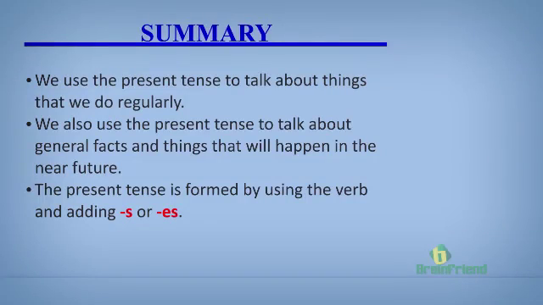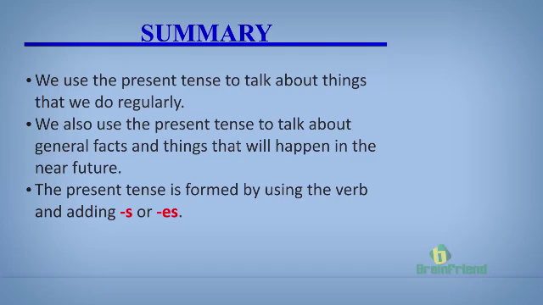Now, to remind us of everything we have learned, we're going to do a brief summary. What was the first thing we said about the present tense? We said we use the present tense to talk about things that we do regularly or things that we do repeatedly. It could be a habit. We also learned that we use the present tense to talk about things that remain true. That is, facts, general facts, things that will not change. And we also use the present tense to talk about things that will happen in the very near future, in an hour, later in the day, or tomorrow.